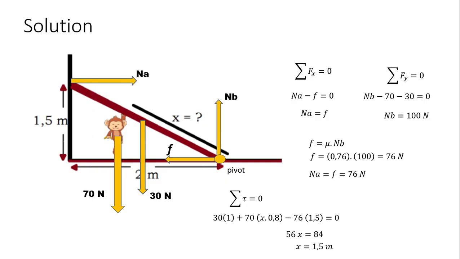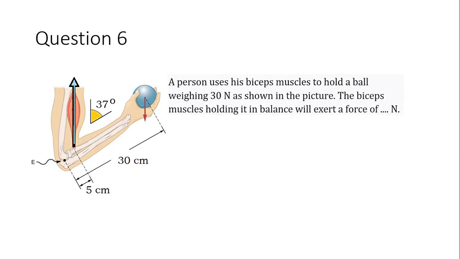Okay, we continue, moving forward again. Question number 6. This is how we go to the gym, mostly male. They are going to lift some dumbbells. A person uses his bicep muscle to hold a ball weighing 30 newtons, as shown in the figure. The bicep muscle holding it will exert a force of... Actually, it's not too hard here. Okay, I will show you. It's almost similar to the rod problems and the cargo problems.